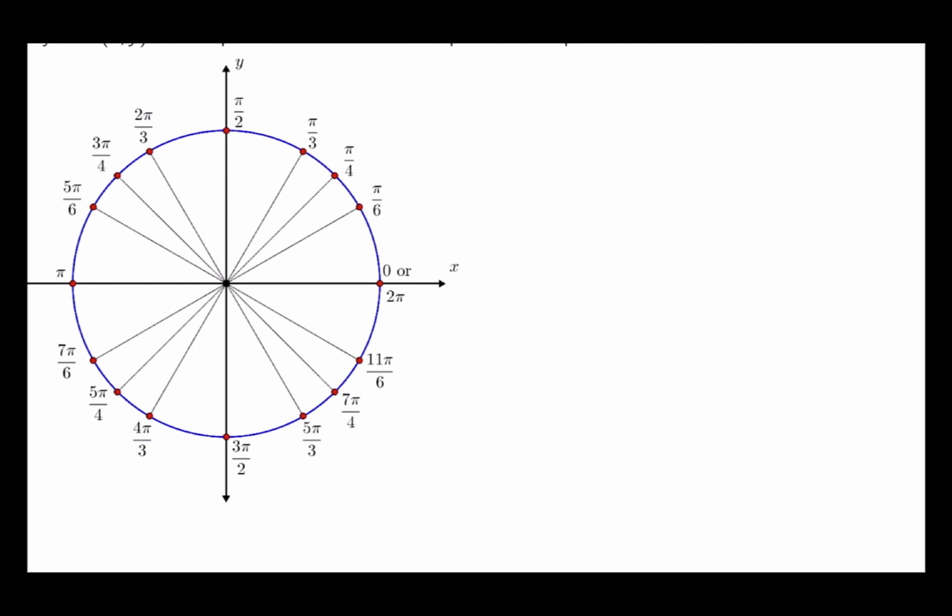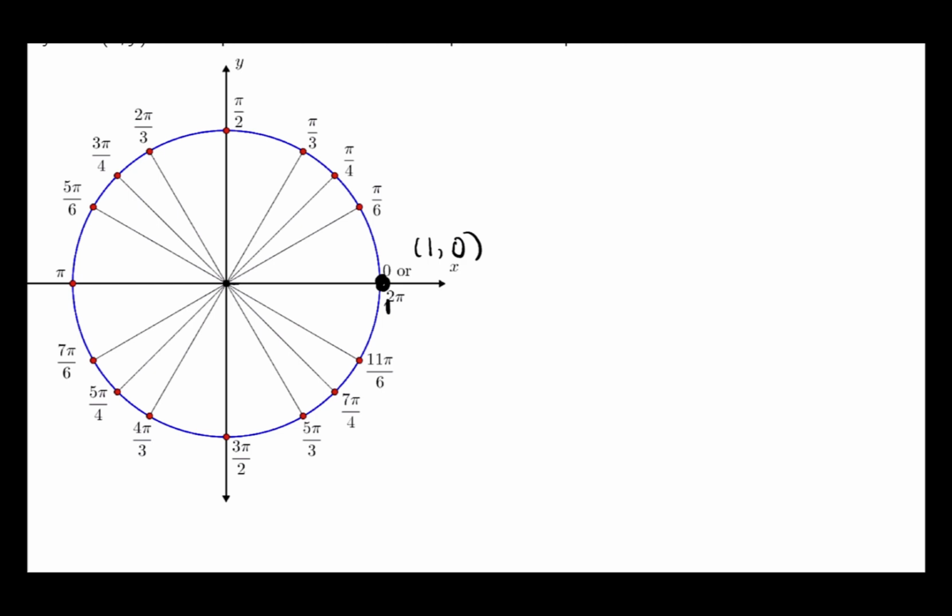A few of these will be easy to do, specifically the ones that are on an axis, like this point over here at the angle 0 or 2 pi. Well, if this is a unit circle and so this radius is 1, that means that I have gone over 1 and up 0 to get to this point. So I would have the coordinate 1, 0.